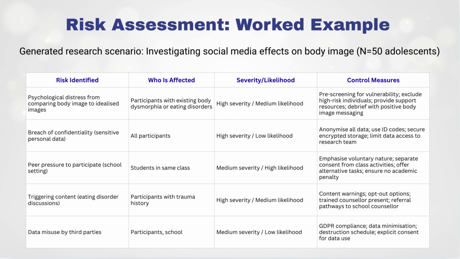Here's an example. Researchers investigating social media and body image might identify risks such as psychological distress, confidentiality breaches, peer pressure, triggering content, and data misuse. To reduce these risks, researchers can use screening, anonymized data, support resources, and secure storage.